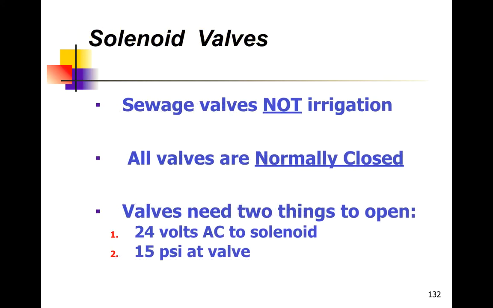Now these solenoid valves are not irrigation valves. They are made to be used in a sewage application. And again, the valves are normally closed, which means in order for water to flow through the valve, you have to have both 24 volts of power to the solenoid and at least 15 psi to get the valve to open. Once it's open, actually I think it's 8 psi, but in any event, you have to have a minimum psi to open up those valves.